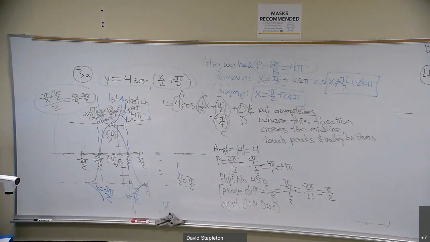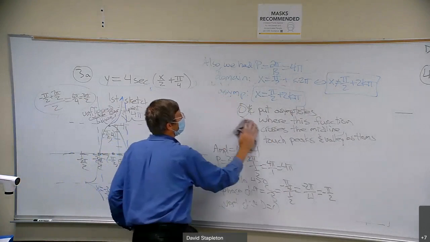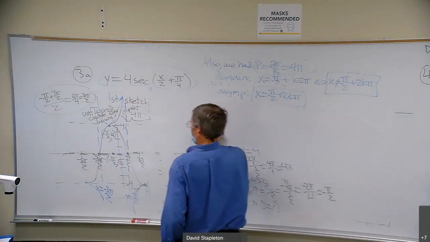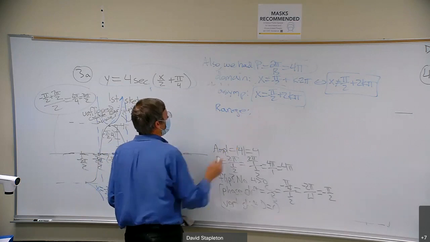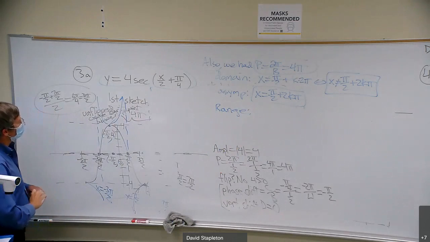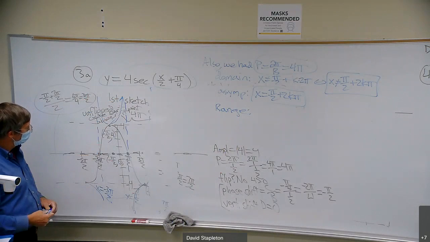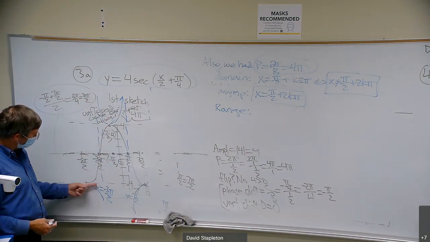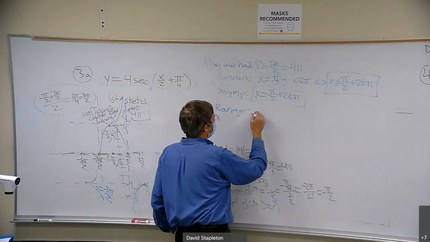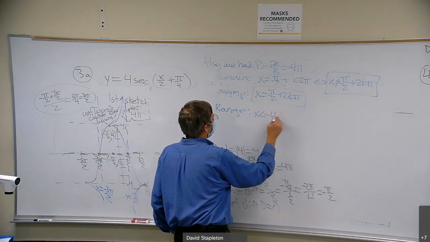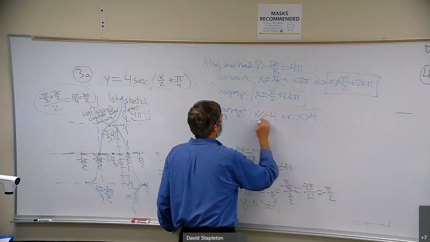And then finally the range. What's the range? The range is a strange one here. The range is easiest to figure out from the graph. What y coordinates actually appear on the graph of the blue function here, which is the secant? Negative infinity up to negative 4, and then 4 to infinity. So you can write it like that. You can say y less than negative 4 or y greater than 4. That would be one way to write the range.